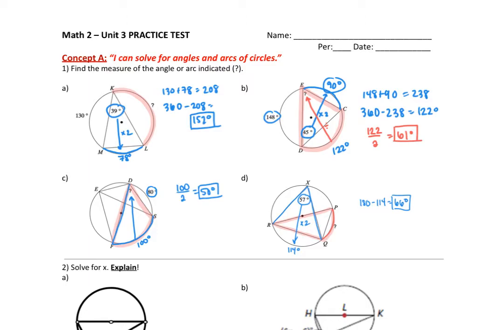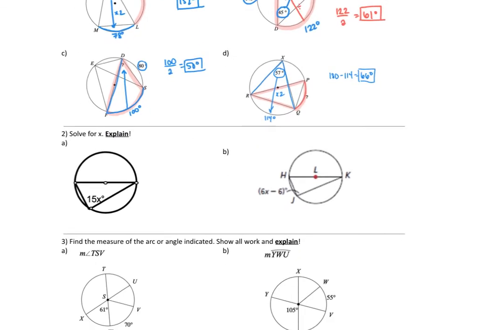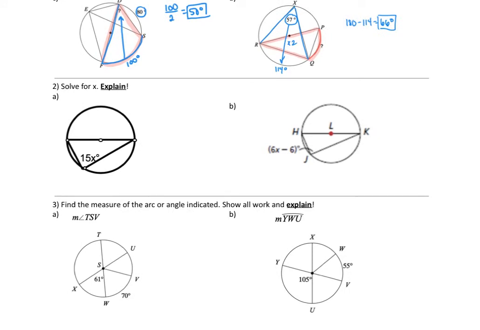All right, so now let's look at problem number 2. We're going to solve for x, and then we need to explain. This problem seems like there's not enough information. However, we have a semicircle here, which means that that arc is 180 degrees. To get the angle, I just divide by 2. So 180 divided by 2 is 90 degrees. That means that this angle is a 90-degree angle, so then I can solve for x by setting it equal to 90. So divide by 15. 90 divided by 15 is 6.